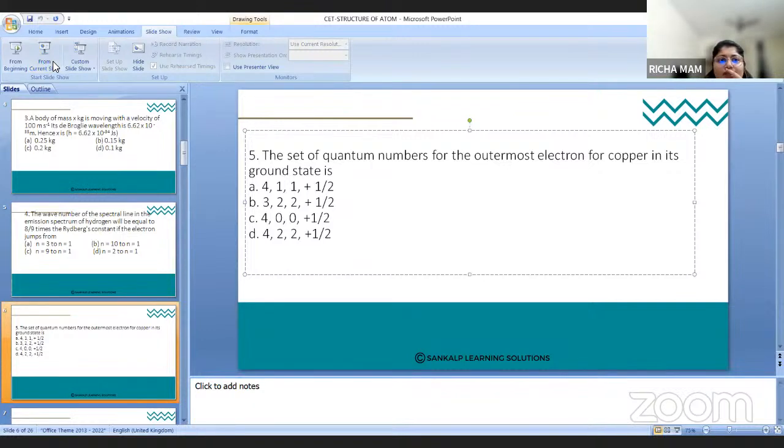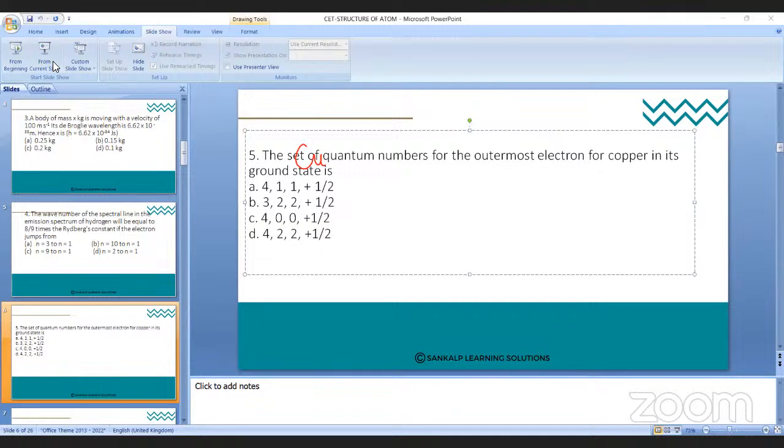Fifth one: the set of quantum numbers for the outermost electron of copper in its ground state is. What is the copper atomic number, students? Anybody knows what is the copper atomic number? 29. Yes, very good. Hema has answered correctly. It is 29.